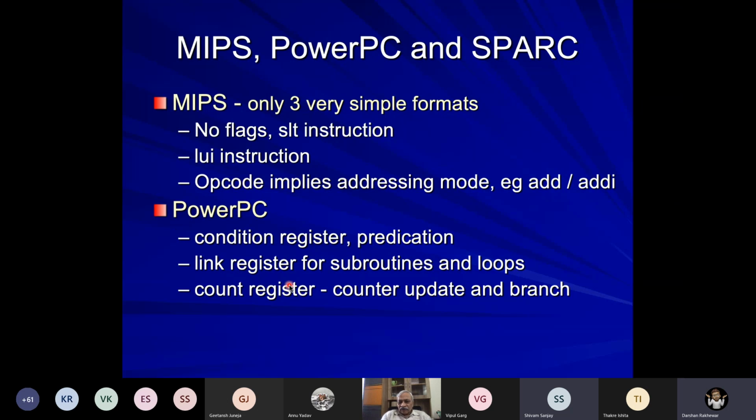So there is a link register for subroutines and also for loops. So implementation of a loop also requires going back to the starting of the loop. So a link register which is there can be used for that purpose also. It remembers the starting address of the loop, and at the end of the loop you can use that address to jump back. There is also a special counter register which is again used for loops. You can update the counter and perform a branch for controlling the iterations of the loop. So in MIPS, you can see that it is strictly a case of having just general purpose registers, nothing else. But here a few special purpose registers are added in PowerPC.